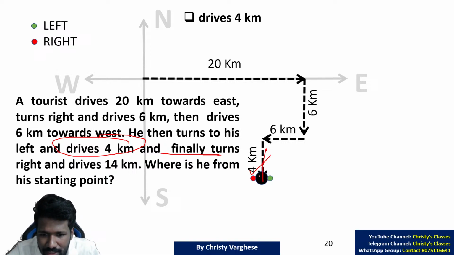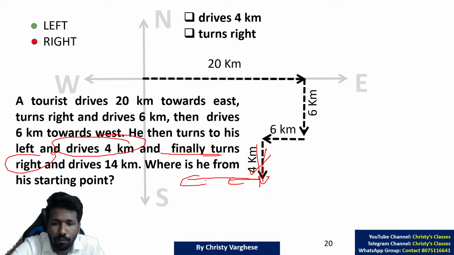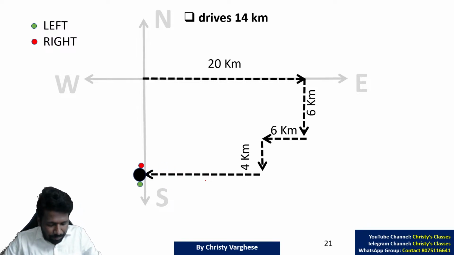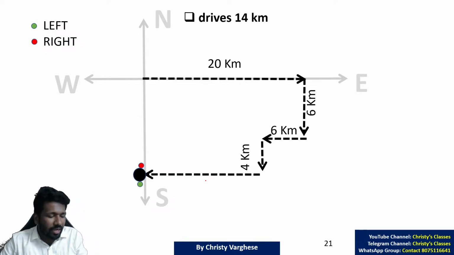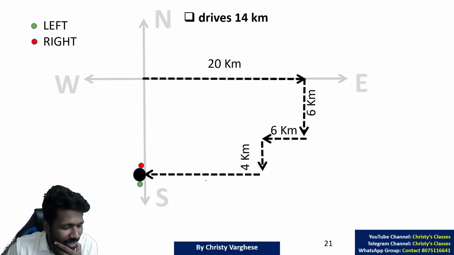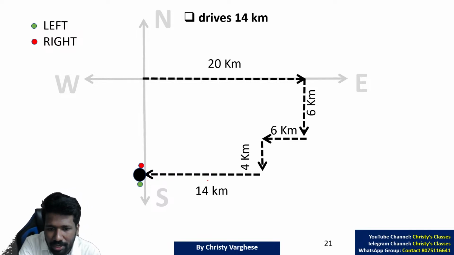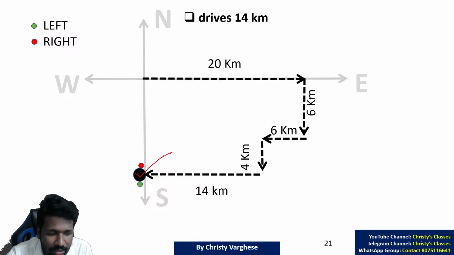And finally he turns right and drives 14 kilometers. Now he is facing downward. Your left is this now, but when facing downward, the right will be the opposite. So turns right means this will be the right, for 14 kilometers. So the final movement will be like this, 14 kilometers. Is it clear? As it is the first question, I am elaborating it. The remaining questions we can do faster. So 14 kilometers this way is the final movement, and finally he is here. Is it clear to all of you till now?